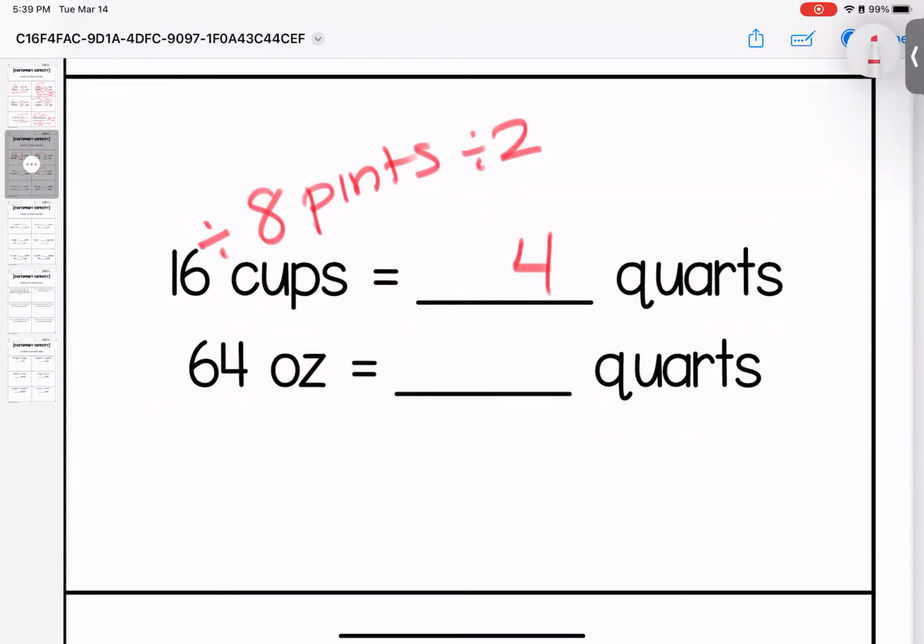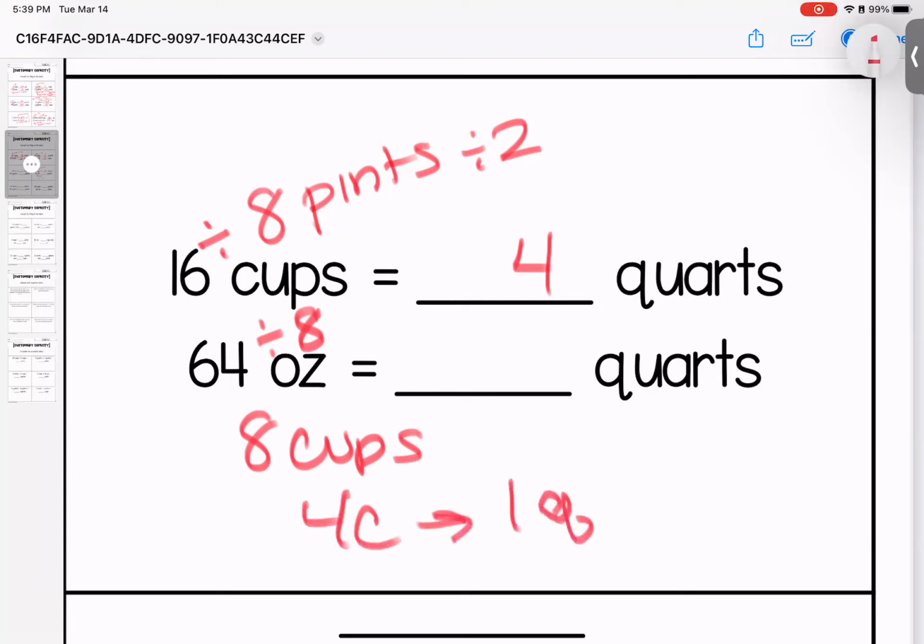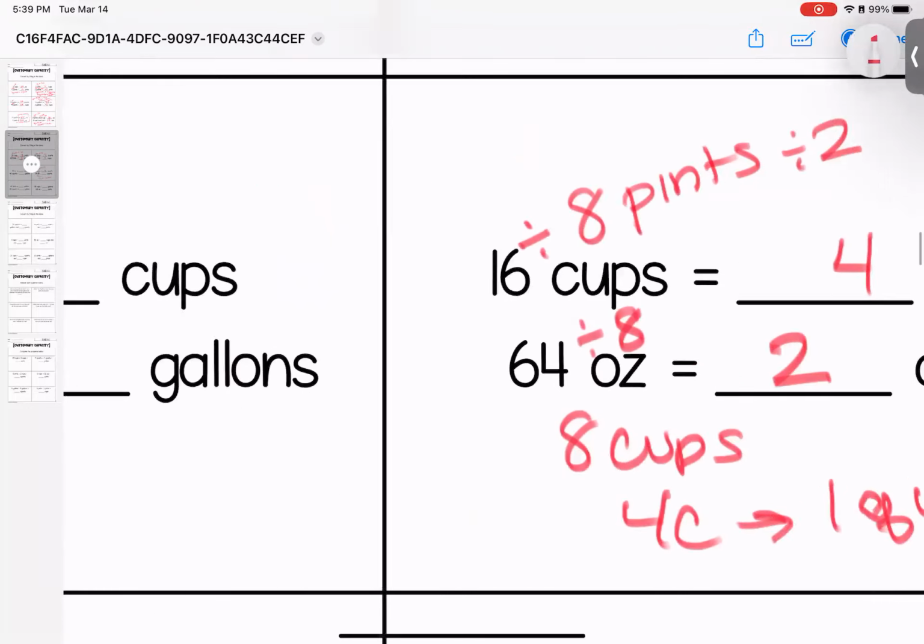64 ounces to quarts. First, we're going to start by making it cups. So 8 times 8 is 64. So this would be 8 cups. And then for cups to quarts, 4 cups is 1 quart. So if we divide 8 by 4, we end up with 2 quarts.